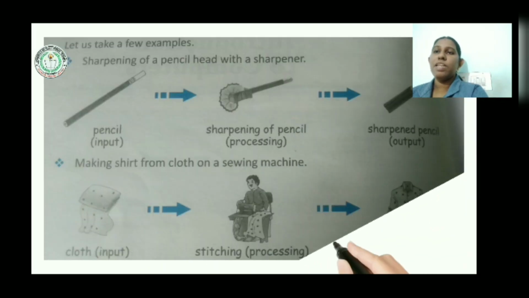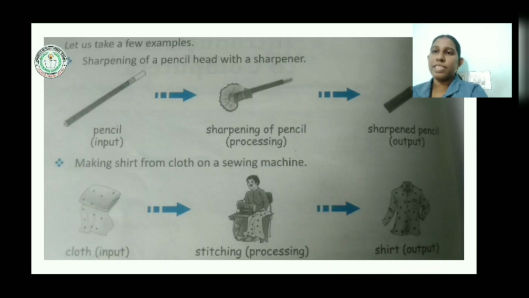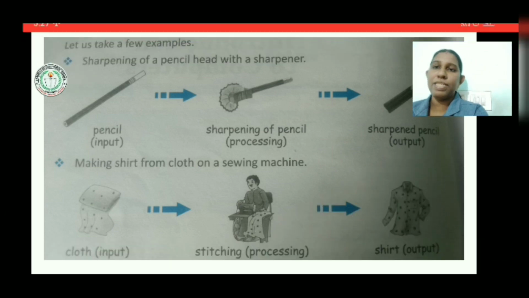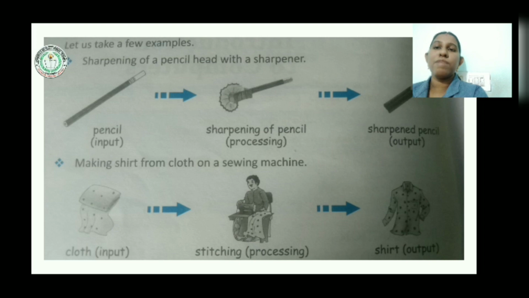Let us discuss another example. First one, sharpening of a pencil with a sharpener. What do we do? First we take a pencil. That is an input. Then sharpen the pencil using a sharpener. That is processing. After processing, what do we get? A sharpened pencil. That is an output.